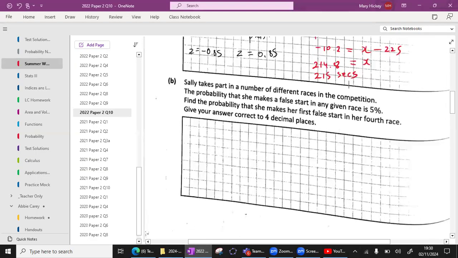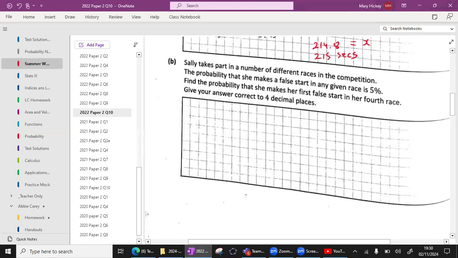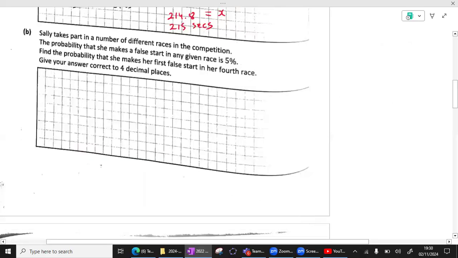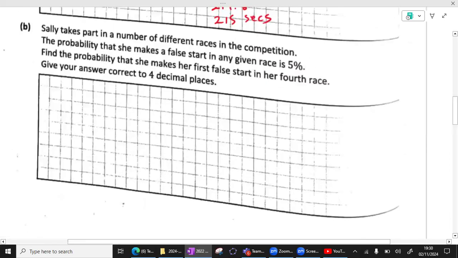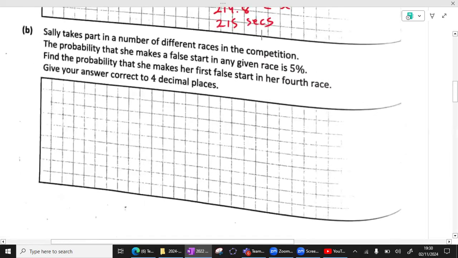Okay, so moving on to part B. Sally takes part in a number of different races in the competition. The probability that she makes a false start in any given race is 5%. Find the probability that she makes her first false start in her fourth race. Give your answer correct to 4 decimal places.